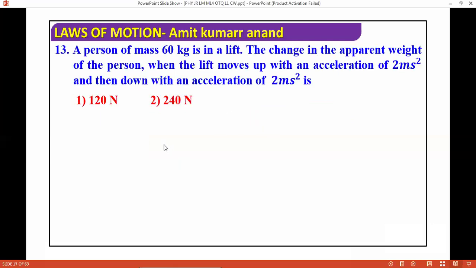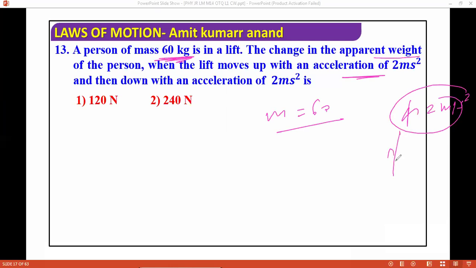Okay, next: the change in the apparent weight of a person of mass 60 kg when the lift moves up with an acceleration of 2 meters per second square, and then down. See, in this question, again, you have to apply the same concept. When the lift is moving up with 2 meters per second square, you have to apply pseudo acceleration in the downward direction, that is 2 meters per second square. So if I add it to the 10 acceleration due to gravity, it will come 12 meters per second square. So now 12 meters per second square is the downward acceleration.